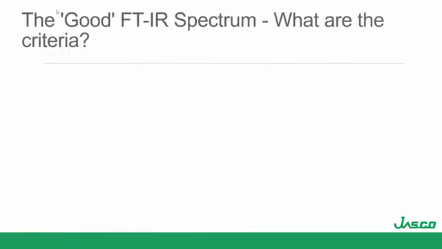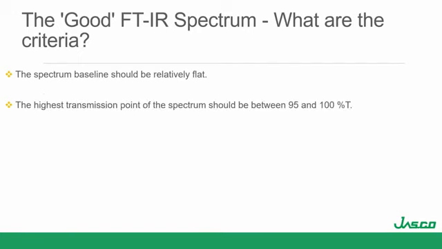So what is a good FTIR spectrum? What are the criteria? First, the spectrum baseline should be relatively flat, meaning it shouldn't be curved or slanted. The highest transmission point should be 95 to 100 percent transmittance. This is where there's no signal in the spectrum, where it should just be a flat line with no peaks. That should be between 95 and 100%.